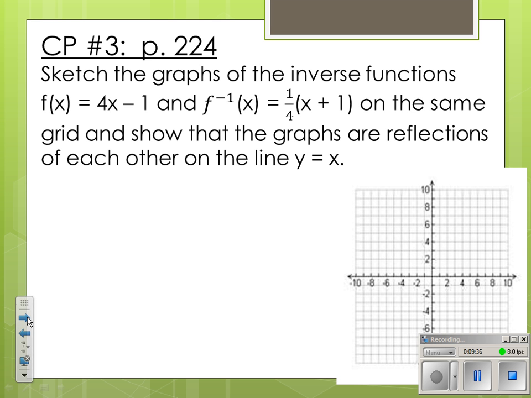So let's take a look at this one. Sketch the graphs of the inverse functions on the same grid, and then show that the graphs are reflections of each other over the line y equals x. Well, the line y equals x is just the diagonal with a positive slope going through the origin.